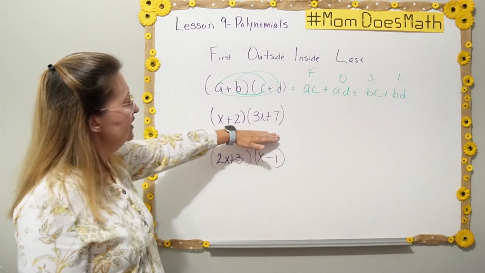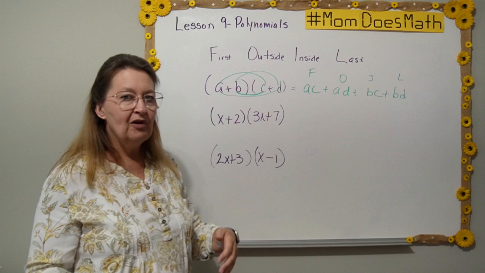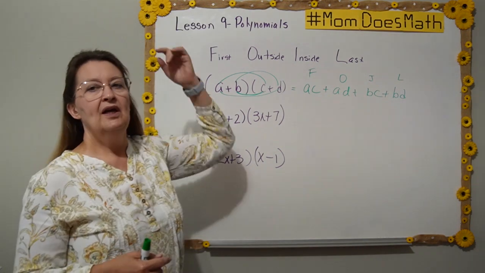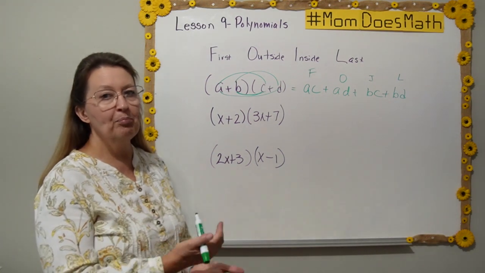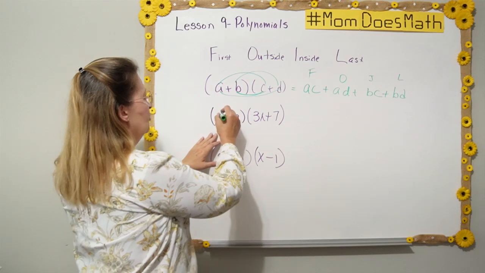So let's look at this. Now remember, you can only use FOIL for binomial times binomial. I hear that a lot of times. They'll have a binomial times a trinomial, and somebody will say, can I FOIL this? No, FOIL is only for binomial times binomial. So when I FOIL this, what am I going to have?